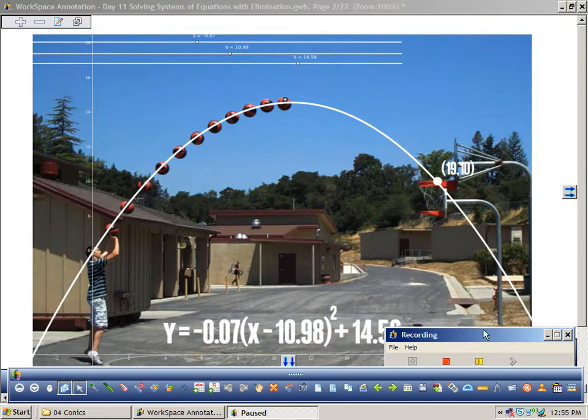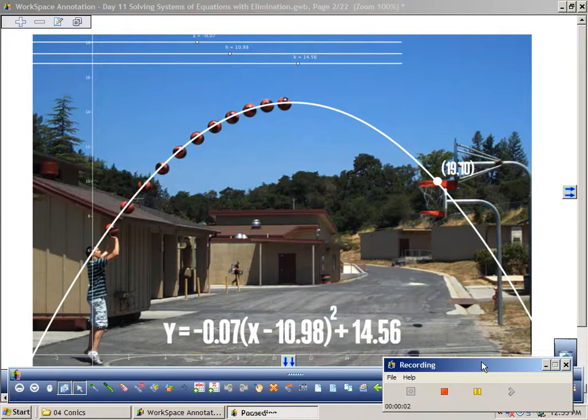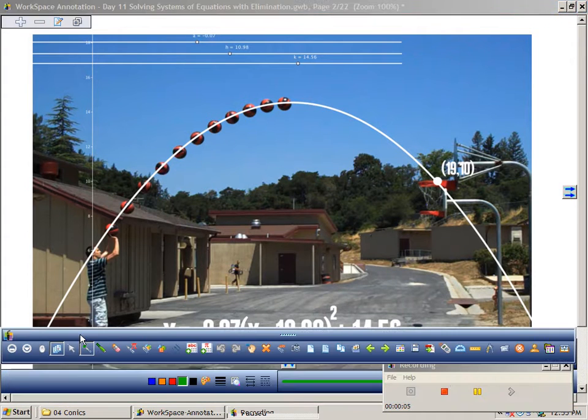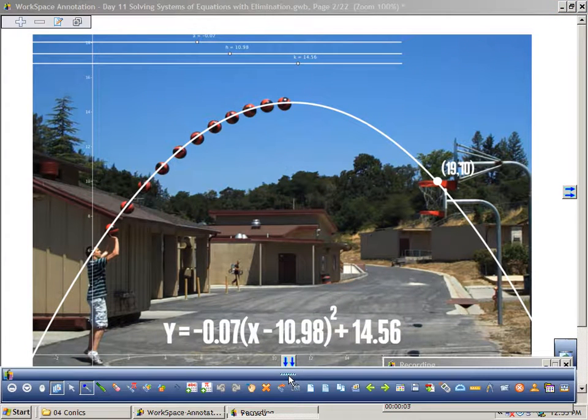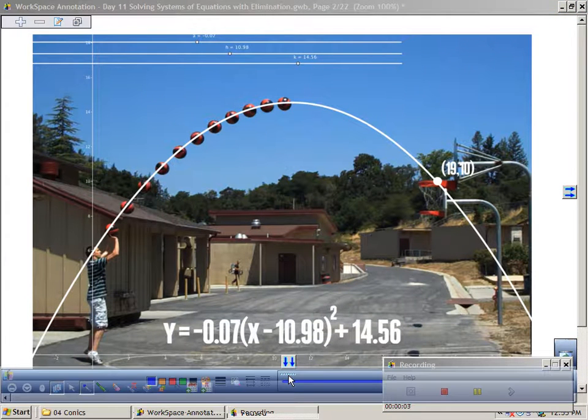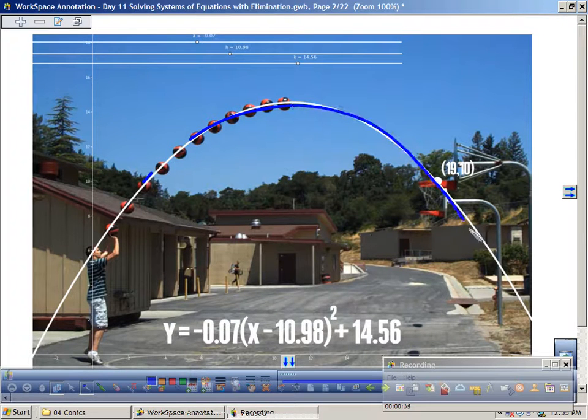All right, let's take a look at this. So let's talk real life. In real life, when a basketball is thrown, it has a parabolic shape, right? Parabolic shape, given by this equation right here.